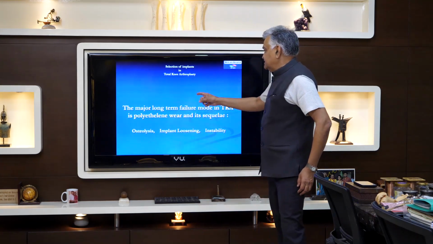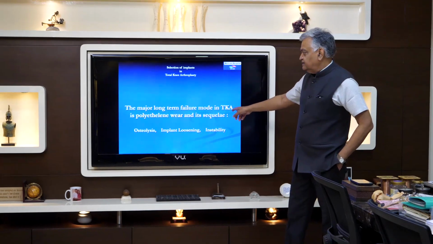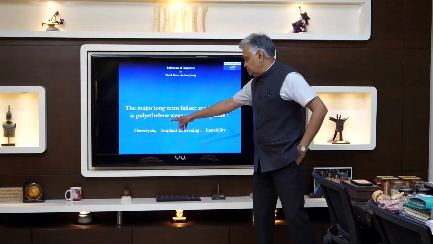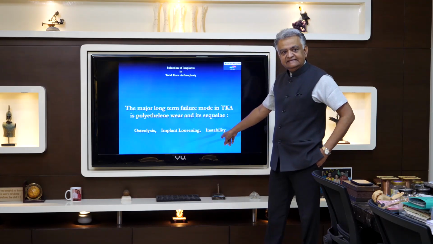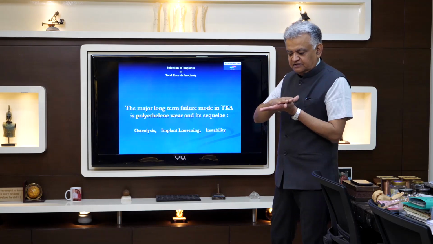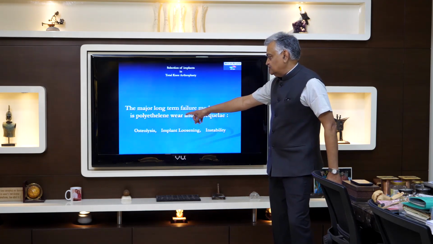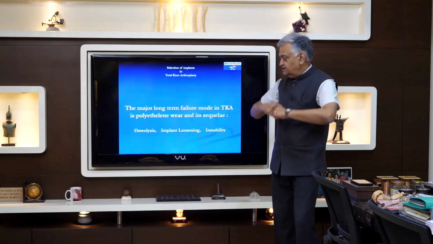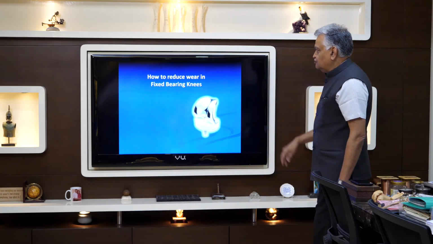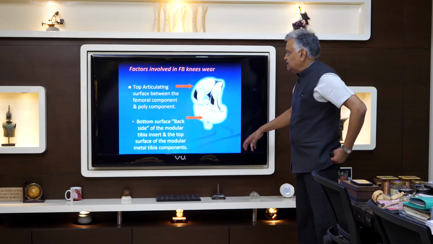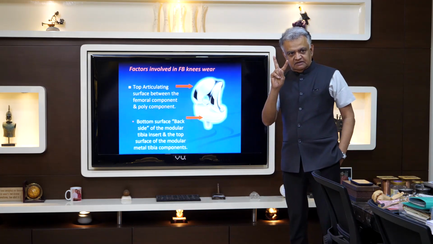So the major long-term failure in TKA was the polyethylene wear and its sequelae. Once it starts failing: osteolysis, implant loosening, and instability. These three things. Once your polyethylene starts failing, it will create osteolysis, implant loosening, and instability. Next, please. So, how to reduce wear in fixed bearing knees? Next, please. So, where are the wear parts?